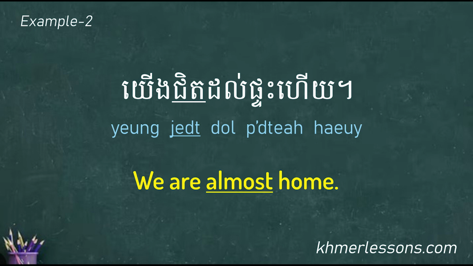We are almost home already. Look at the sentence, you see the word ដល់. I think most students know this word already. ដល់ means arrive. So in Khmer we say we almost arrive home already. យើងជិតដល់ផ្ទះហើយ. ផ្ទះ is home or house. So this is how to use the word almost in Cambodian language.